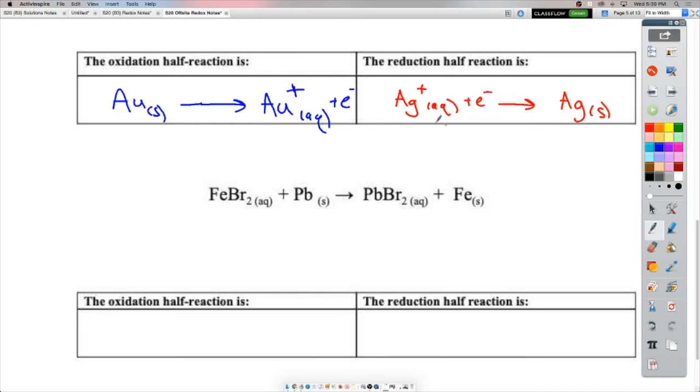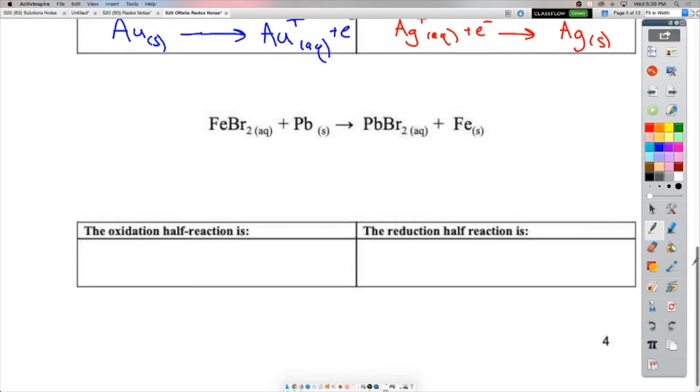The charge of this side: +1, -1 for 0, and then the charge over here, 0. Good, so the charge is the same before and after. Okay, let's try one more example with these half reactions here. So here we have FeBr2 plus Pb, okay? That's our before. Let's take a look at each one.